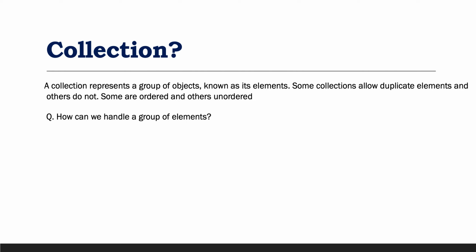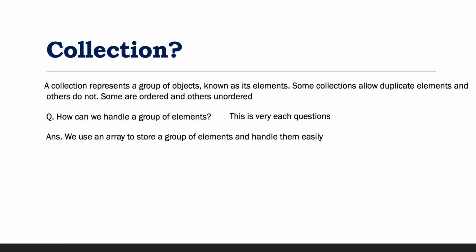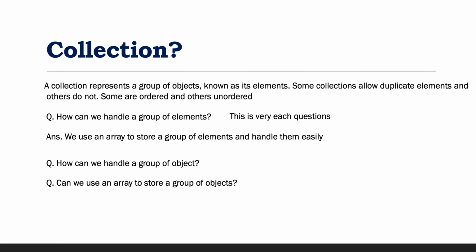So let's say, do we already have any data structure available to handle a group of elements? The answer is yes. There is an array which can store a group of elements and handle them easily. Okay. Then the next question arises: can we have a data type that can handle a group of objects? Can we use an array to store a group of objects? The answer is yes, it is possible to use an array to store a group of objects. Then why do we need the collection? So first let's see how we can use an array to store a group of objects.